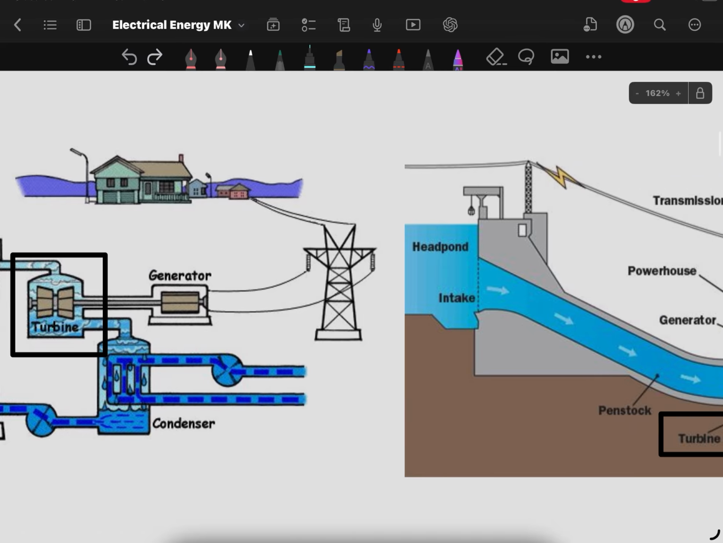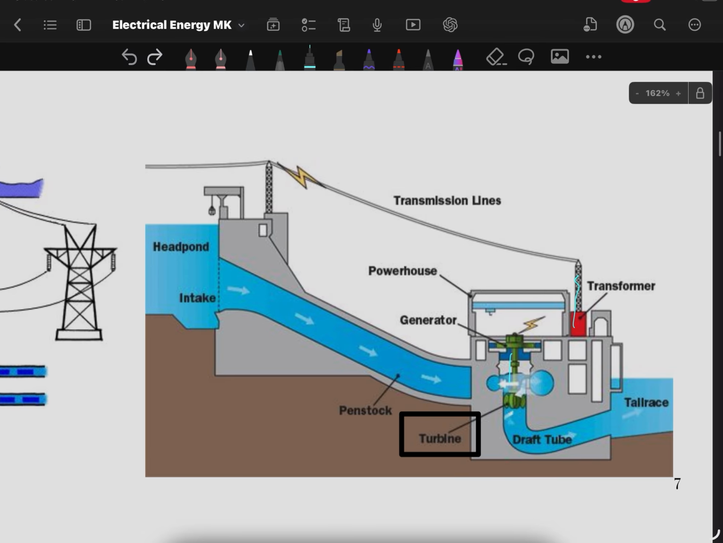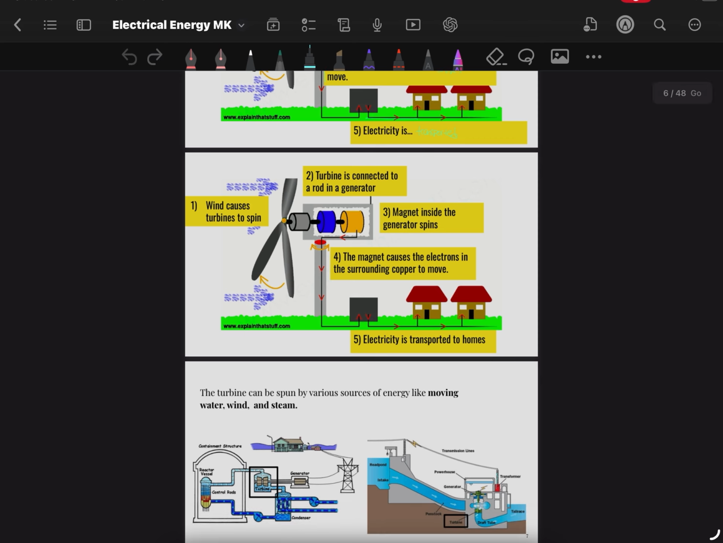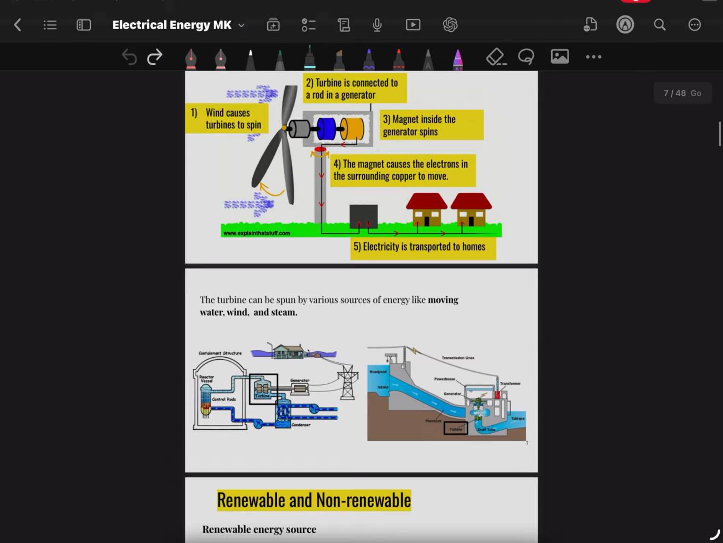Now, here's another example. This is hydroelectric electricity. This just uses the movement of water to harvest it into a turbine, which then turns into a generator, generating electricity, then a step-up transformer, and it's then transported to homes. So it's pretty similar to our wind turbine example here. They use these same things to get almost all of the electrical energy that we get today.